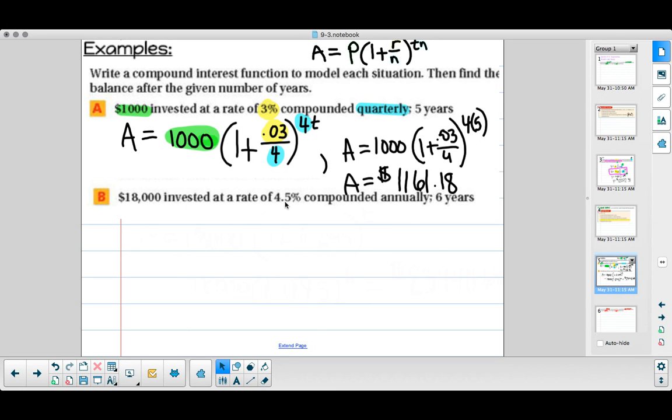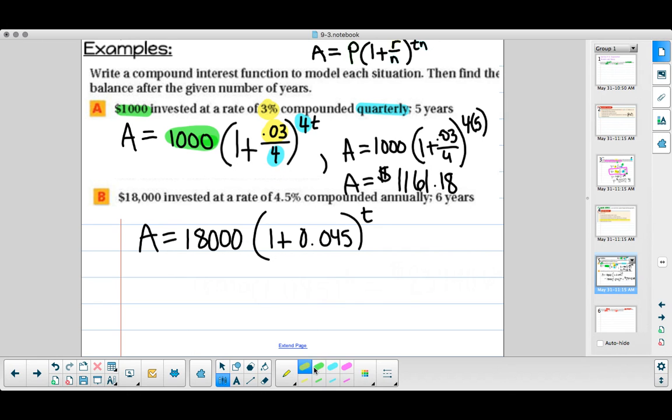Okay, one more example. $18,000 is invested at a rate of 4.5% compounded annually for 6 years. This one's a little simpler because it says compounded annually, so that means it's just being compounded once a year. If we fill in the formula, the starting amount is 18,000. So that's the first part of the function. And then it's times the quantity 1 plus 0.045, because 4.5% is 0.045. So that's the percent written as a decimal.